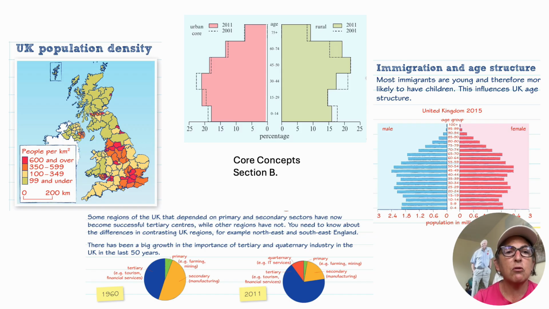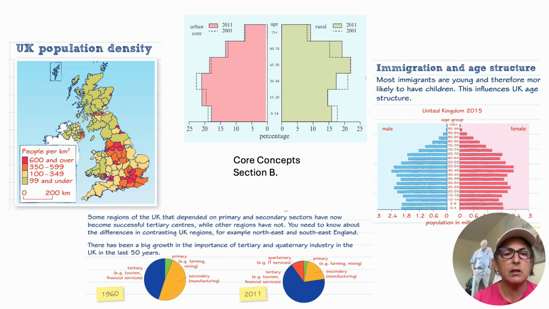Right, so they're your core concepts. Where do people live in the UK? How is it different between the urban core and the rural areas? How has immigration impacted the population structure of the UK? And how has what people do for a living changed over time?